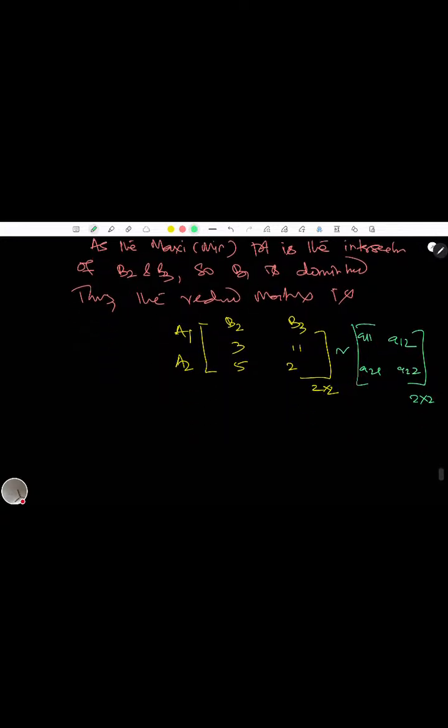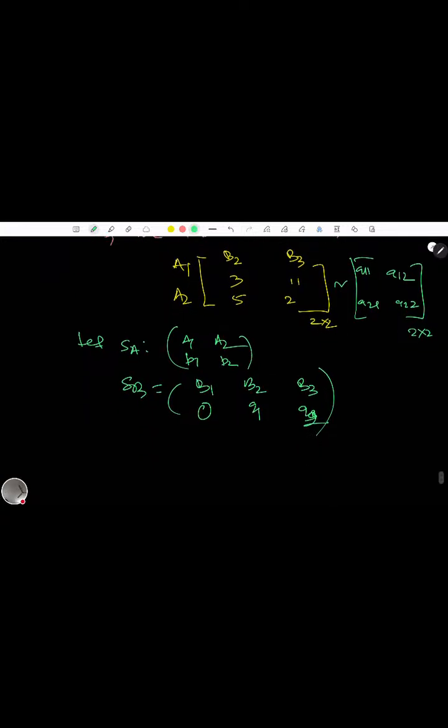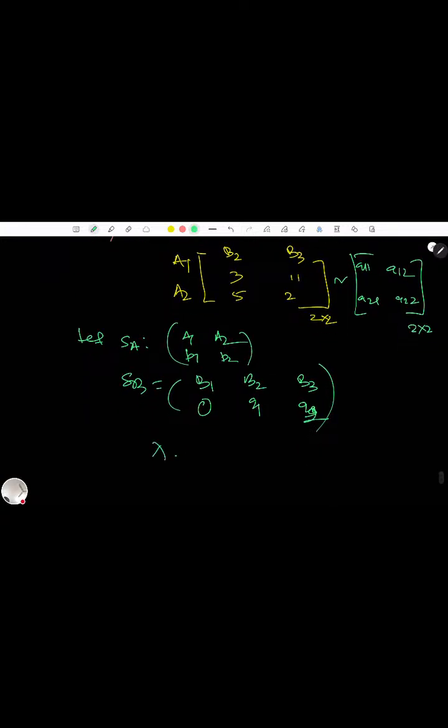Now let SA have A1, A2 with probabilities P1, P2, and SB have all three strategies B1, B2, B3. B1 is dominated, so it is 0. For B2 it is Q1, for B3 it is Q2. Now I need to find the value of the game. Lambda will be 3 plus 2 minus 11 plus 5. Accordingly I find V, which will be 3 into 2 minus 11 into 5.